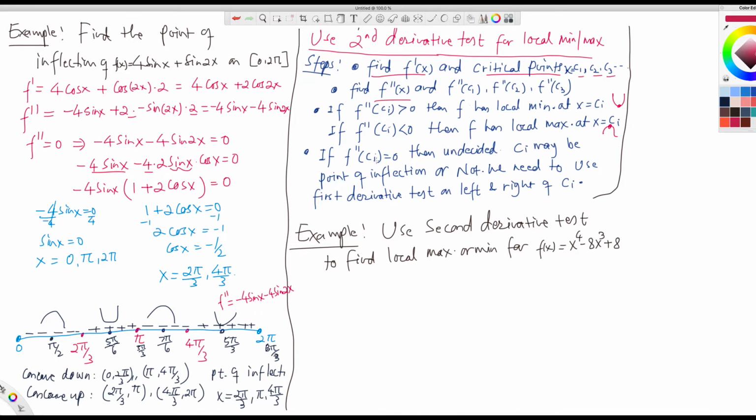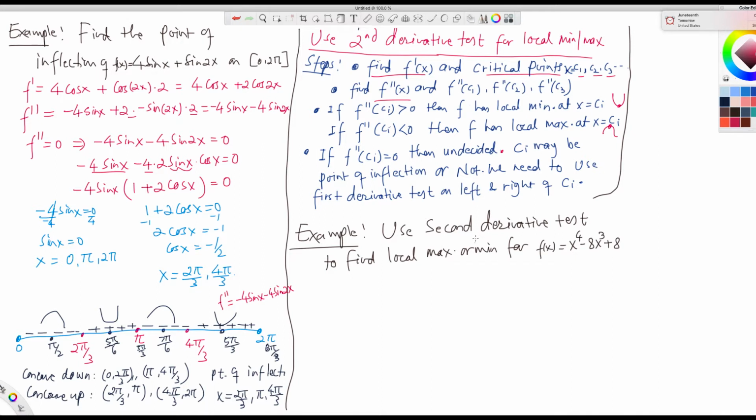If the second derivative equals 0, then it is undecided, we will not know what it will be. Will that be local max, local min, or point of inflection? Because the second derivative equals 0 does not imply the point of inflection directly. We'll have to do more work for that. Ci may be a point of inflection or not. We need to use the first derivative test on the left and right of Ci. We'll have to check whether it is increasing, decreasing, decreasing, increasing, what is happening there, and we will decide from that. Okay, let us do an example.